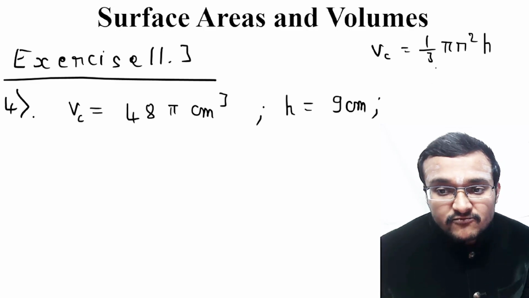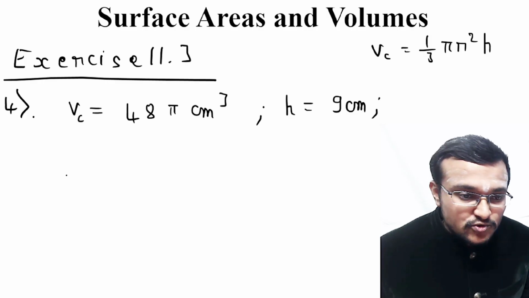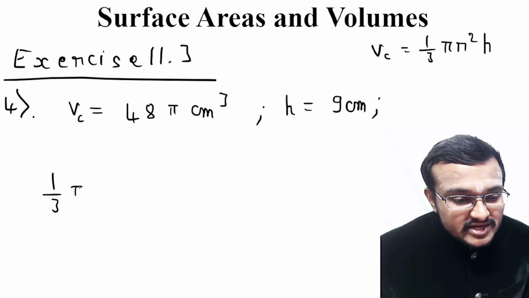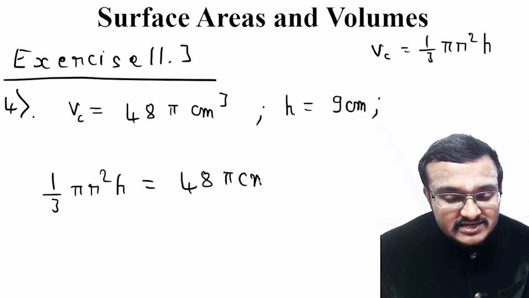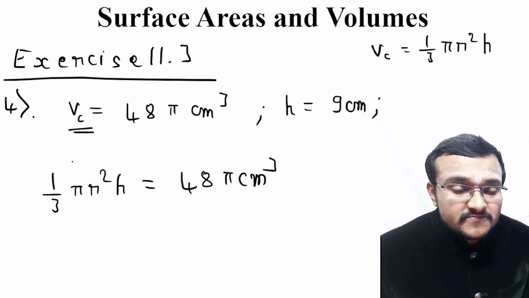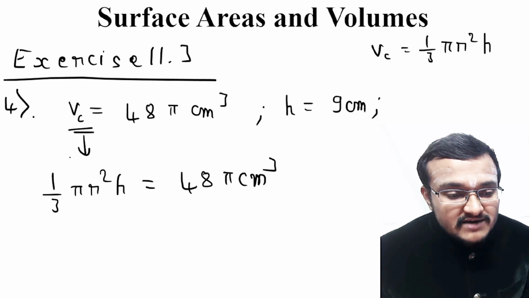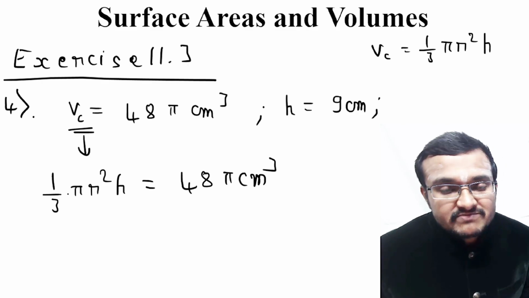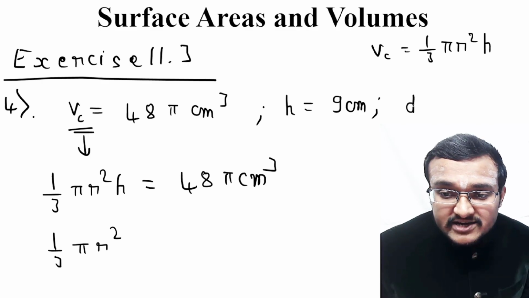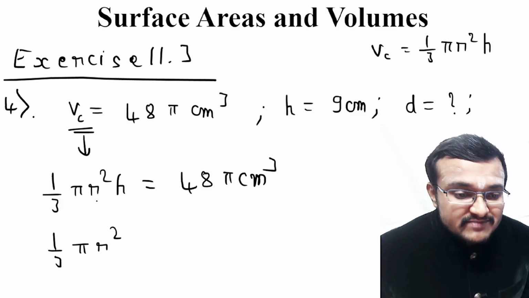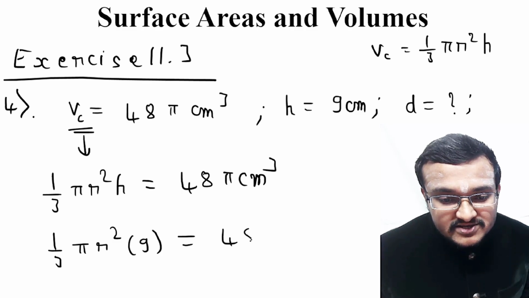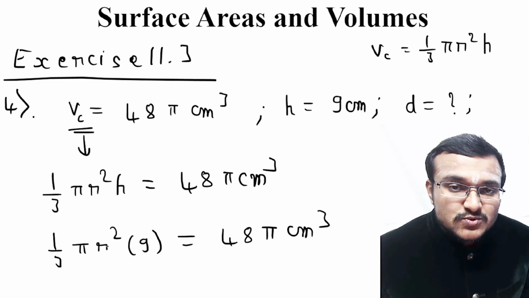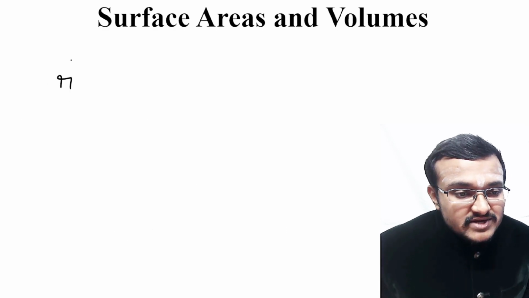So now here volume is equal to 1 by 3 pi r square h of a cone. So that 1 by 3 pi r square h is equal to 48 pi centimeter cube. In this volume of the cone, I am substituting the formula for volume of the cone, that is equal to 1 by 3 pi r square h. In this question, we have to find out the diameter. So in order to find out the diameter, we have to find the radius. So here in the place of h, I can write 9 centimeter, is equal to 48 pi centimeter cube. So r square you can keep in LHS. All other things you can bring to RHS.